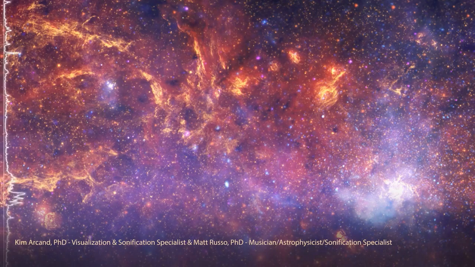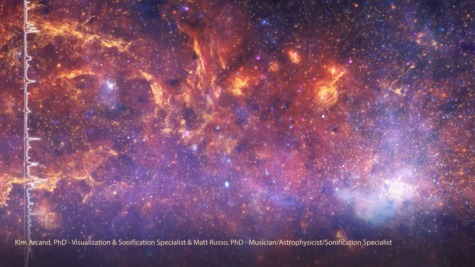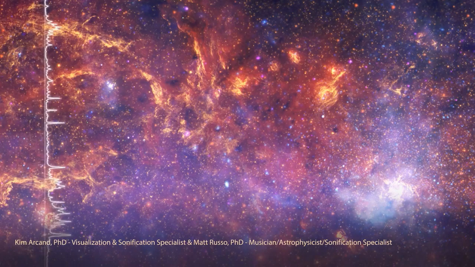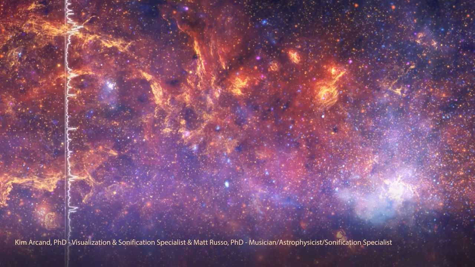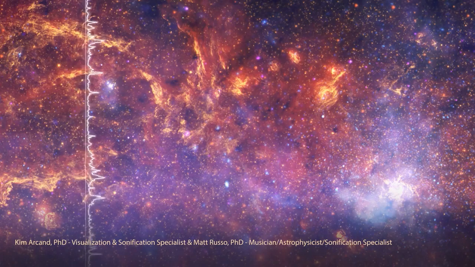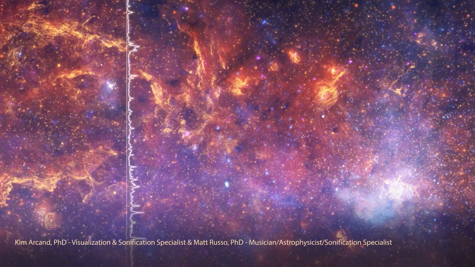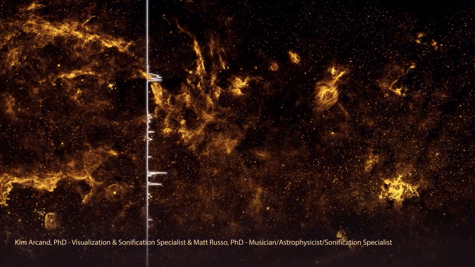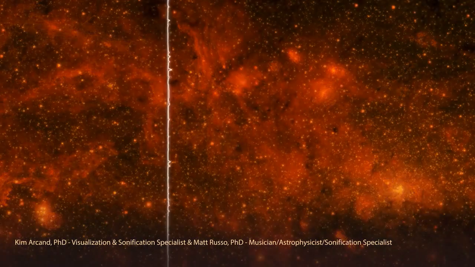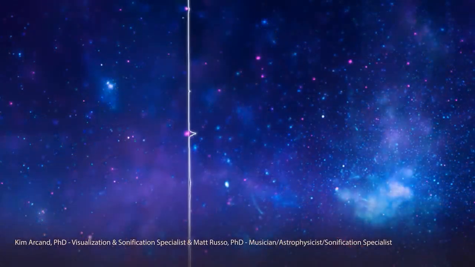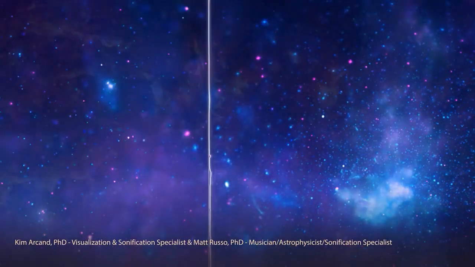Today, we're going to listen to a sonification that I'm a huge fan of. It's over at the Galactic Center, and what we've been doing is creating sonifications that really make sense for this high-energy data that's coming from the Chandra Observatory. So this image is actually a composite of three images: optical light taken by Hubble, infrared light taken by Spitzer, and X-ray light captured by Chandra, all combined into this one image.